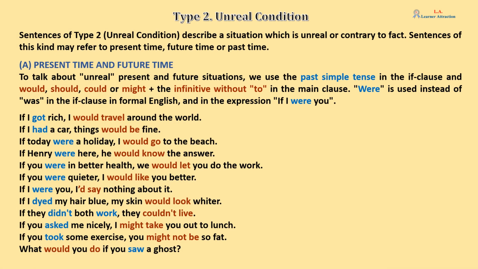Type 2. Unreal condition. Sentences of type 2, unreal condition, describe a situation which is unreal or contrary to fact. Sentences of this kind may refer to present time, future time, or past time.